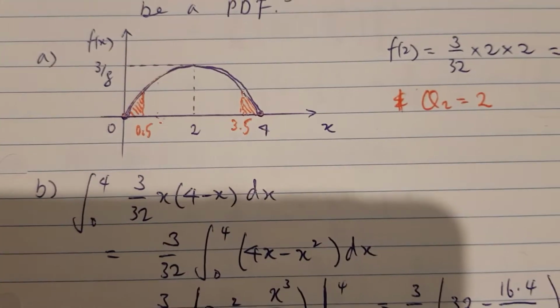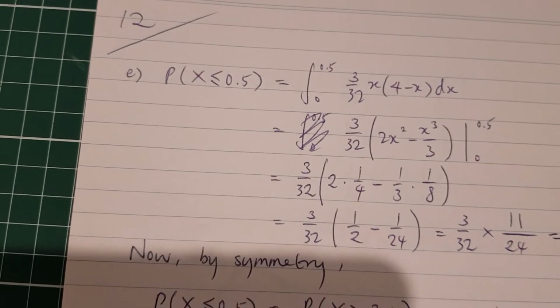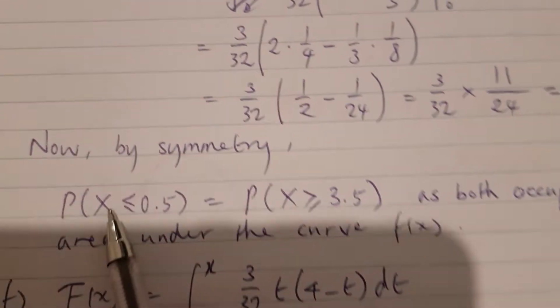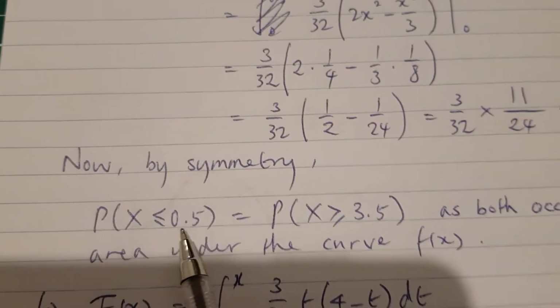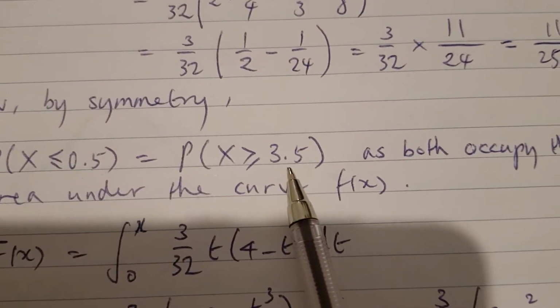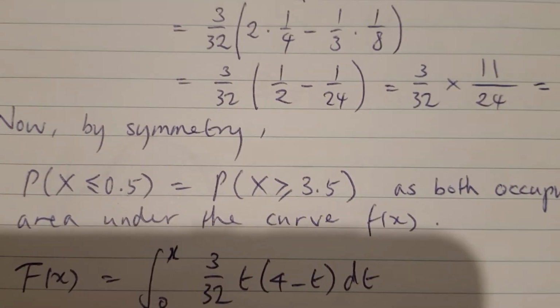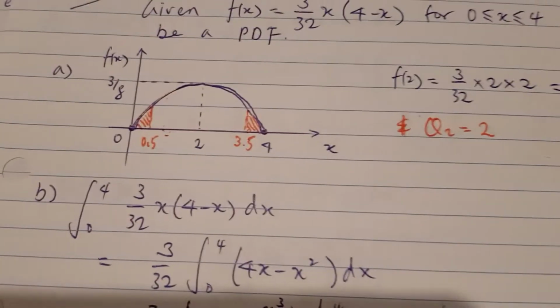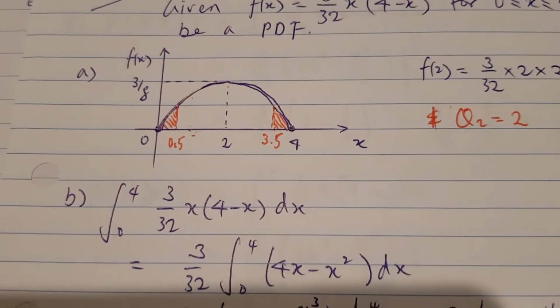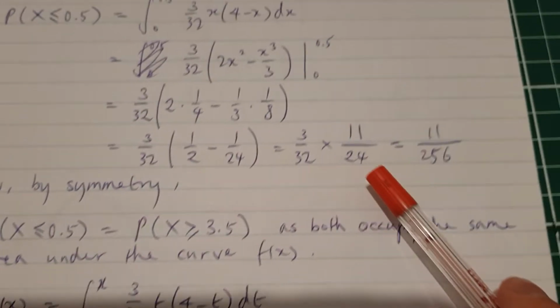So if I calculate the area of that little f of x from 0 to 0.5, or less than 0.5, because it's restricted by 0 anyway, that's going to be exactly the same as that. Notice it has to be greater than, not less than, because of the way the symmetry works. It's between 3.5 and 4, so greater than 3.5. Hence, that probability is going to be the same as that, which is 11 on 256.